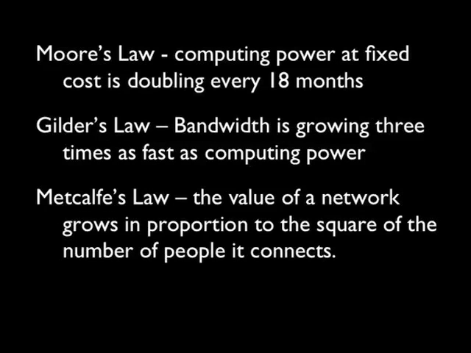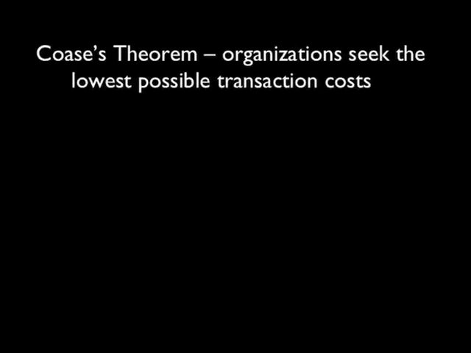Metcalfe's law talks about the value of the network. So the more people, and we could also extend this by saying the more processes that are connected to a network, the more valuable it is. So as we start connecting literally everybody in the world, we start thinking that the value of a network almost becomes infinite. We tie into that the very important theorem called Coase's theorem.